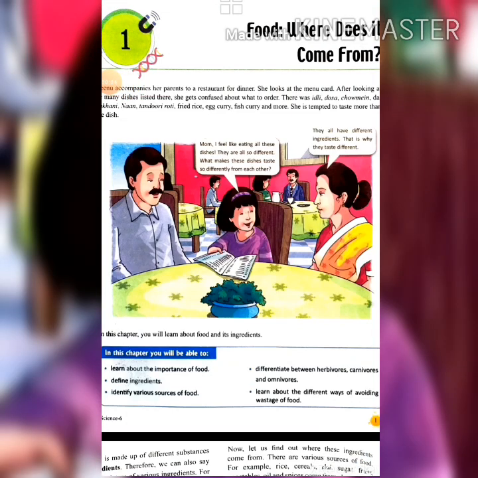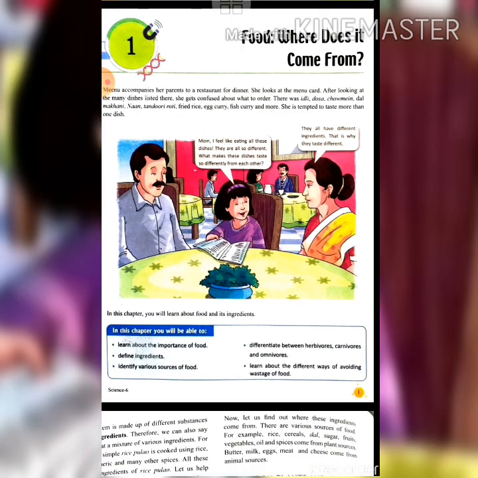Today, let's begin with the first chapter of science, that is food and where does it come from. The chapter is very simple. It includes all that you have learned in class 3, 4 and 5. So, you just need to go through the chapter, learn the definitions, learn the examples, do the exercises as well as the question answers.